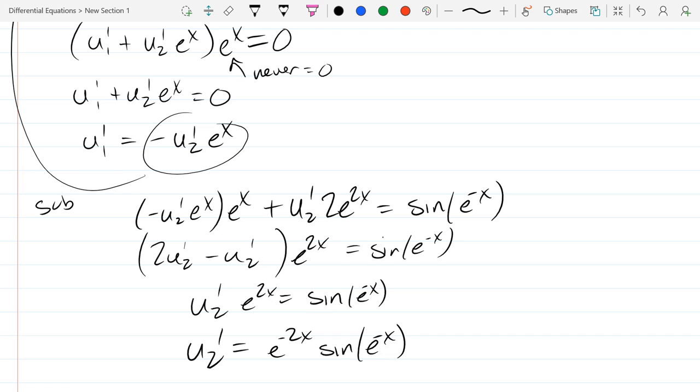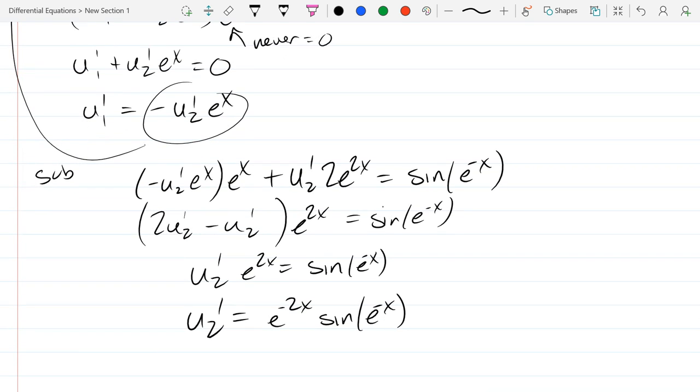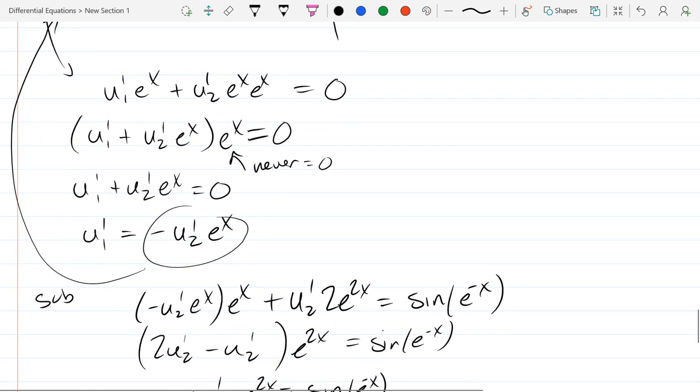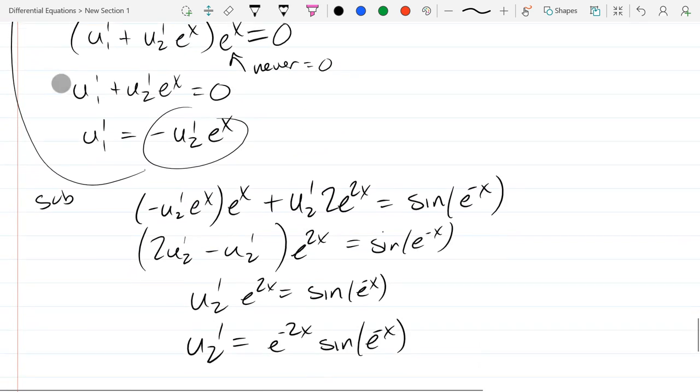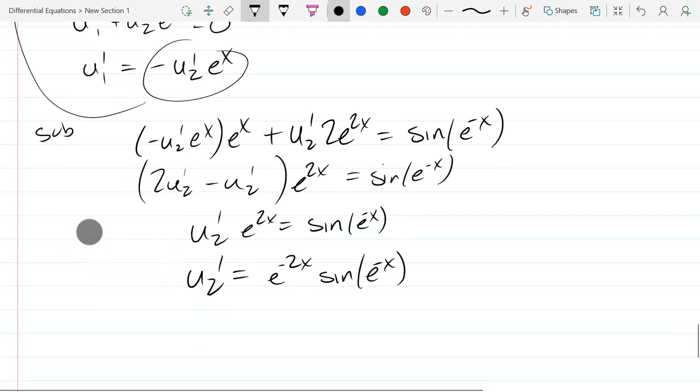Any algebra questions? No, everybody's okay? So we got u2 prime. It's not u2, but it's the derivative of the function we want. So we're just going to take an antiderivative, and hopefully a u substitution will make that work out nicely. Before we get to that, let's go ahead and write down u1, because u1 is really similar to u2. It's just negative times e to the x.